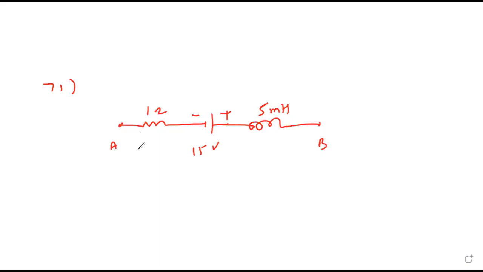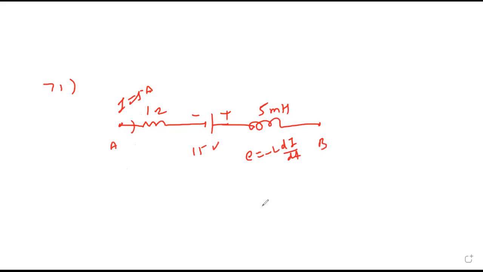71. The network shown in the figure is a part of a complete circuit. This is the network: 15 volt, 1 ohm, A, B, 5 millihenry. The current going from A to B is 5 ampere. Then what is VB minus VA? How much EMF will be induced here? Minus L di by dt.